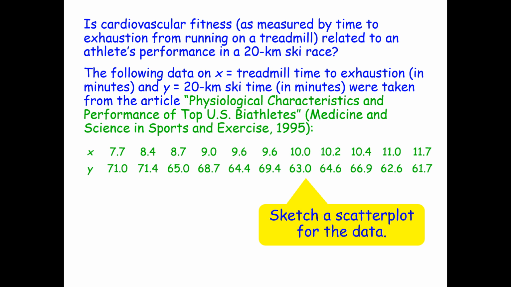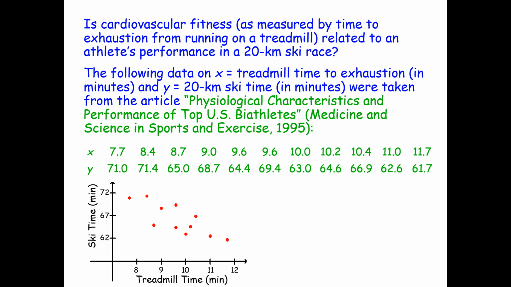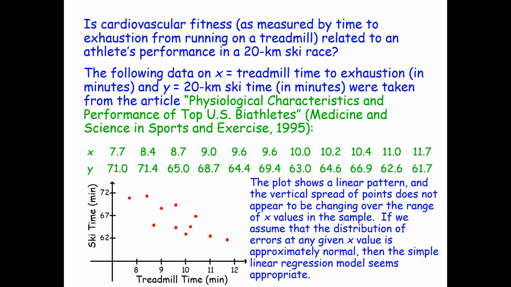So we're going to sketch a scatter plot for this data. We're going to have our horizontal axis be our treadmill time, because that's our input, and we're going to have our ski time be our vertical. And here we've got our scatter plot. Now this plot shows a linear pattern, and the vertical spread of points does not appear to be changing over the range of x values in the sample. Now, if we assume that the distribution of errors at any given x value is approximately normal, then the simple linear regression model seems appropriate.